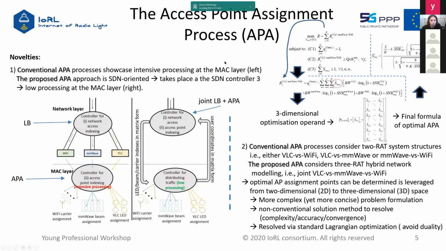So at this slide, we are presenting the novelties of this approach, of the access point and load balancing approach. This is a previous picture which depicts the conventional way of implementing load balancing and access point assignment. The load balancing takes place at the network layer in order to split the traffic between networks, and then the access point assignment takes place at the MAC layer in order to split the traffic between access points.